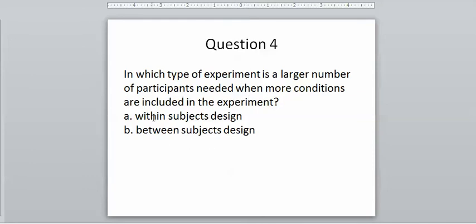But with a within subjects design, I could just have 20 people regardless of how many conditions I have, because the 20 people go through all conditions. So B is the answer.